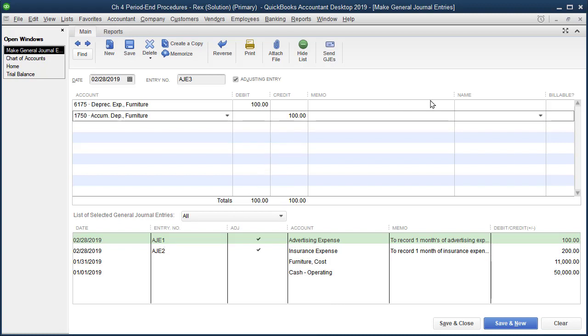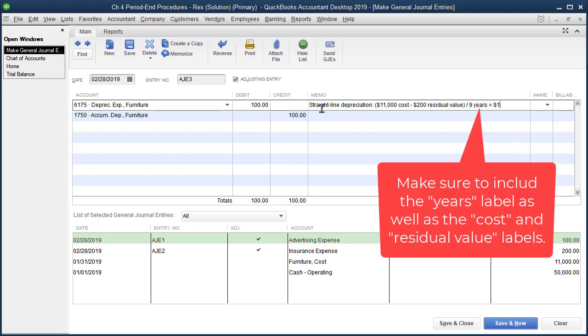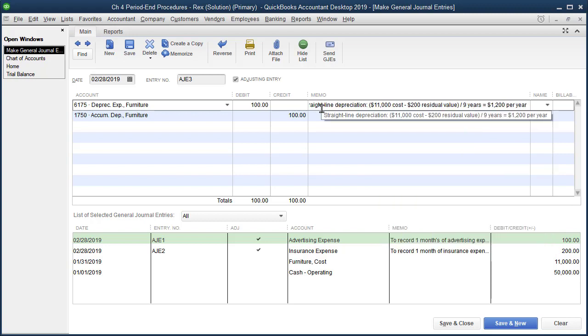The only thing we have left to do is to record our memo, which is explaining to future auditors how we calculated this. So I'm going to type: straight line depreciation. So we took $11,000 cost minus $200 residual value, close parentheses, divided by 9 years equals $1,200 per year, which equals $100 per month. So there you go. Straight line depreciation, $11,000 cost minus $200 residual value divided by 9 years equals $1,200 per year equals $100 per month.